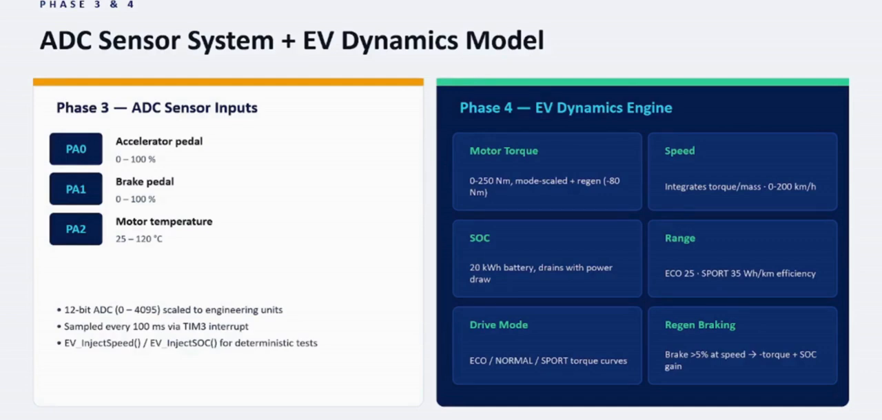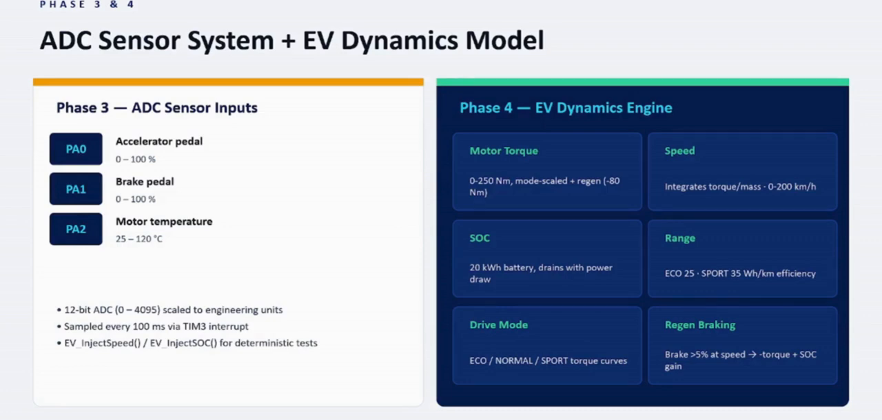STM32 uses a 12-bit ADC which produces values from 0 to 4095. These raw values are converted into engineering units that can be used by the EV model. The sensor values are sampled every 100 milliseconds using Timer 3 interrupts. The project also includes software functions like EV inject speed and EV inject SOC, allowing the developers to directly set speed and battery values during testing without changing the potentiometers.